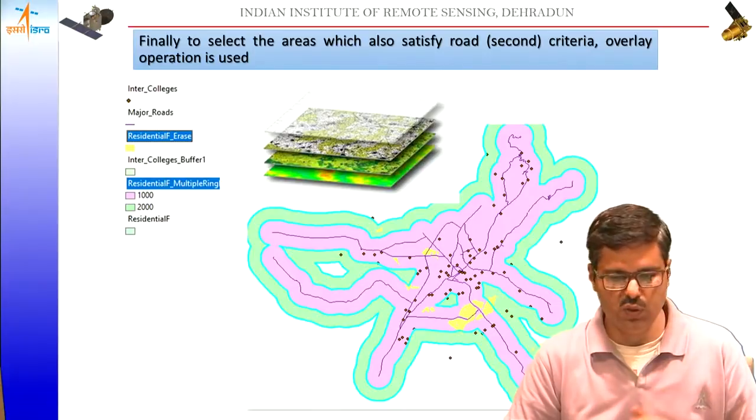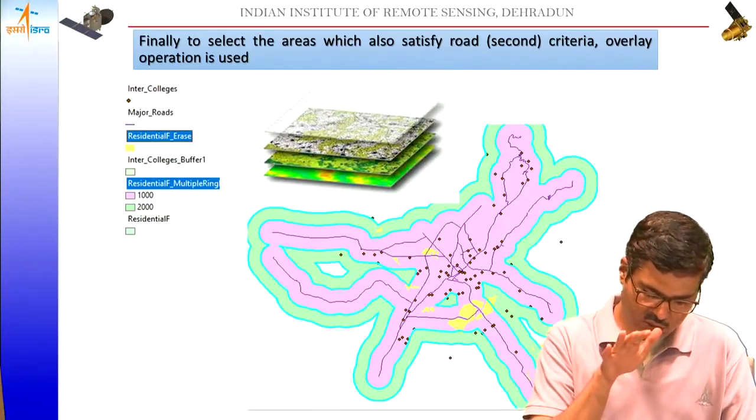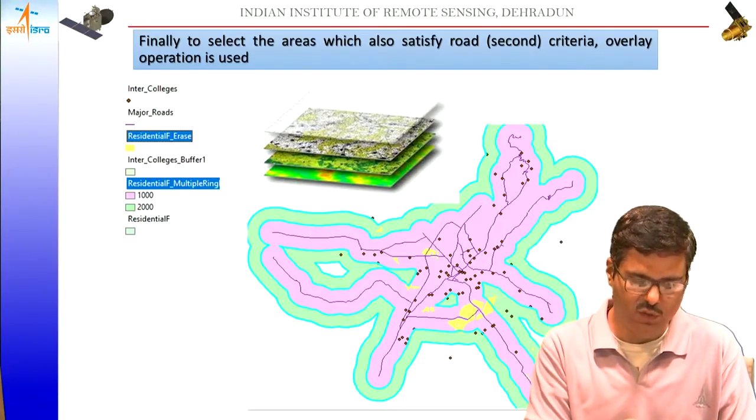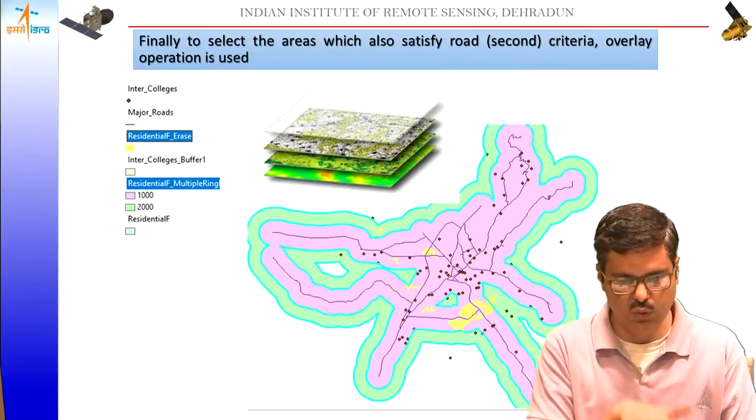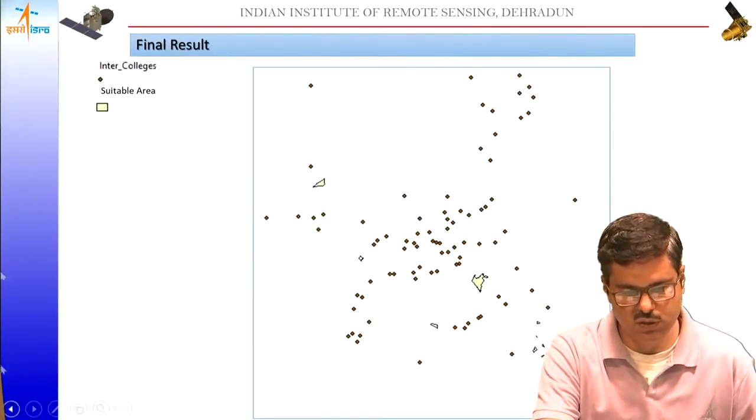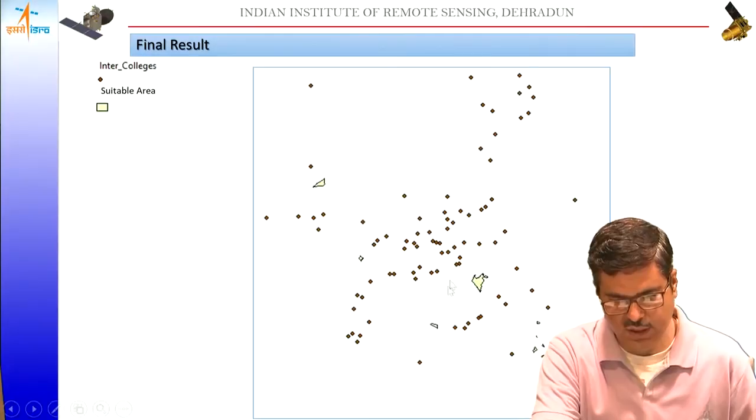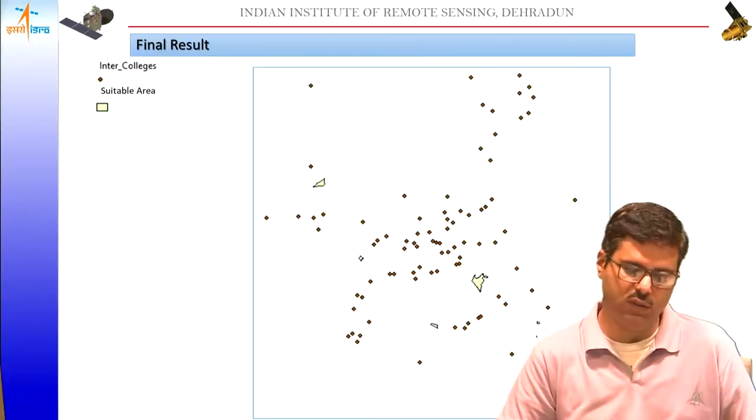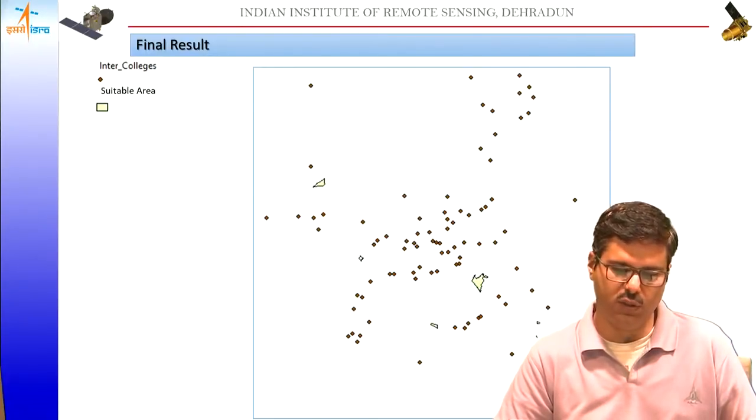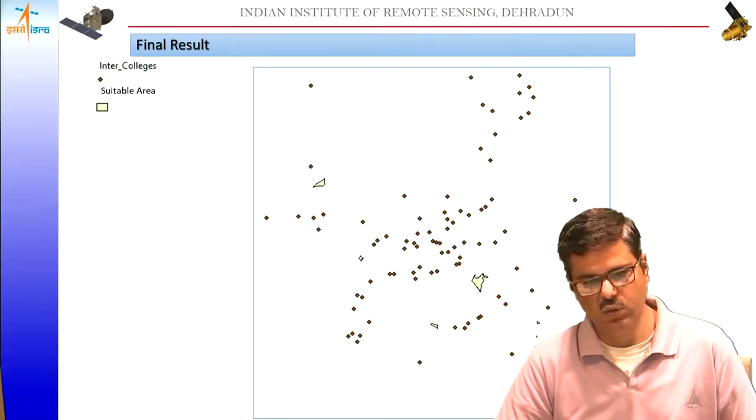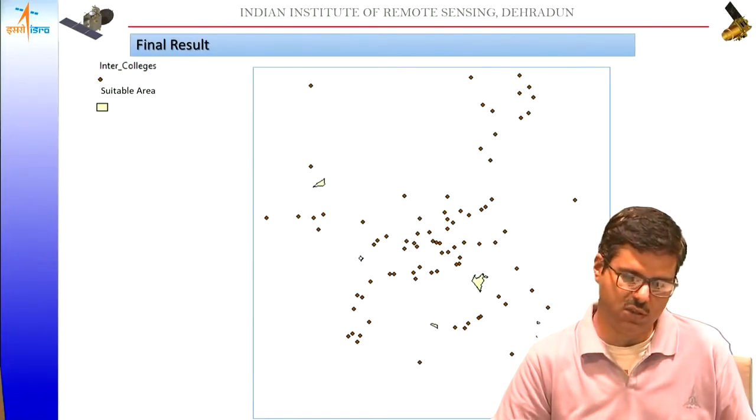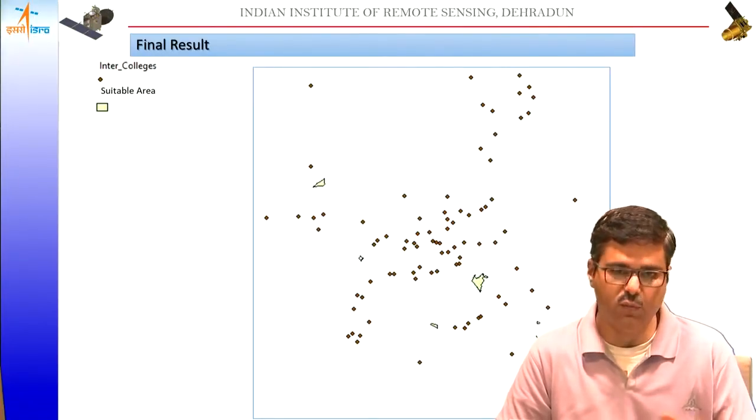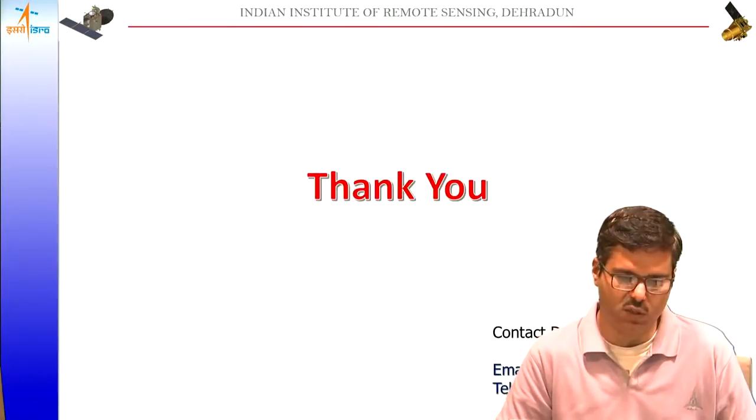Now to finally get the suitable area, we can overlay our multi-ring buffer with the erase result that we made in the previous slide. If I do an intersection, I will get the common region, and I will get the suitable areas represented in this area. So like this we can do this kind of suitability analysis, which is a very common problem in GIS analysis. Now this is vector mode, but you can definitely do the same thing in the raster domain also.